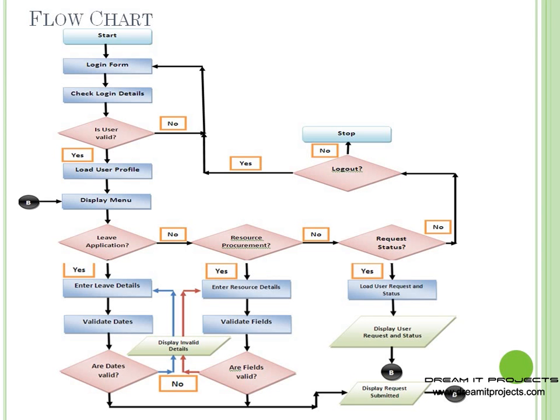Now let's go to the flowchart. So what the user will do, the user will first log in. Okay, now it will check whether the user is valid or not. If no, then it will again show him the login form. If the user is valid, then the application will load the user profile. Okay, and it will display the menu. Now the menu, at a very high level, will have 3 options: leave application, resource procurement, or request status.